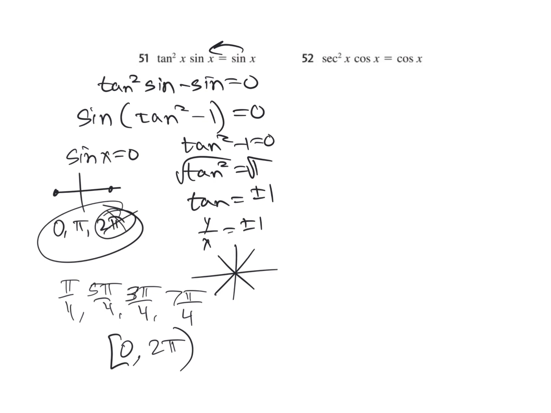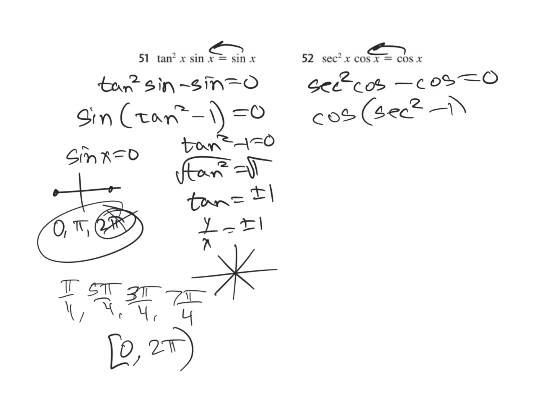All right, 52. Again, same type of problem, secant squared cosine minus the cosine equals 0. So we factor out a cosine, we get secant squared minus 1. Okay. And secant squared minus 1 is tangent squared, but we can just leave it as secant squared minus 1. So the cosine of x equals 0, and the secant squared minus 1 equals 0. So where is x equal to 0? X is 0 at pi over 2 and 3 pi over 2.